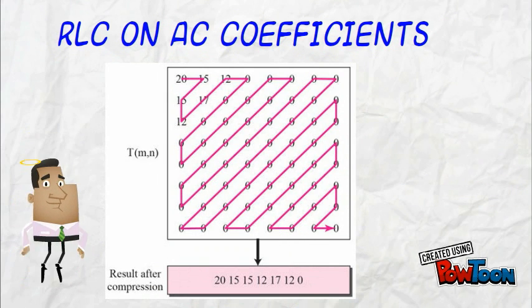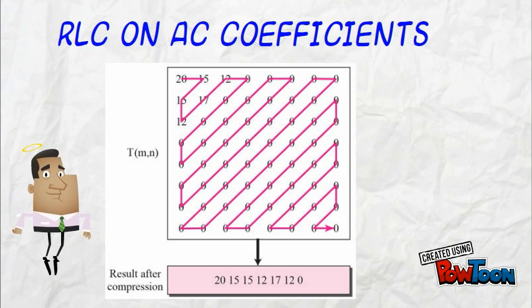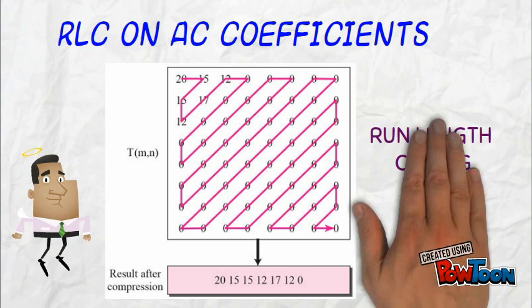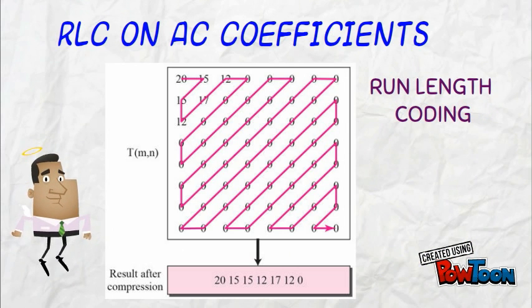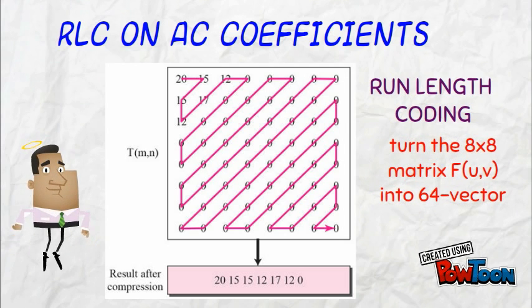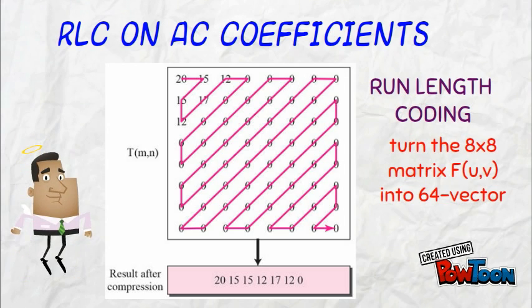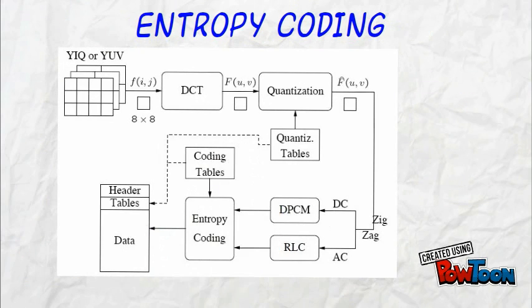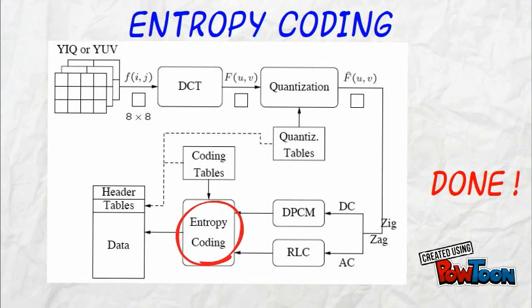RLC aims to turn the F(u,v) values into sets. To make it most likely to hit a long run of zeros, a zigzag scan is used to turn the 8x8 matrix F(u,v) into a 64-element vector. The DC and AC coefficients finally undergo an entropy coding step to gain possible further compression. Then it's done with JPEG compression.